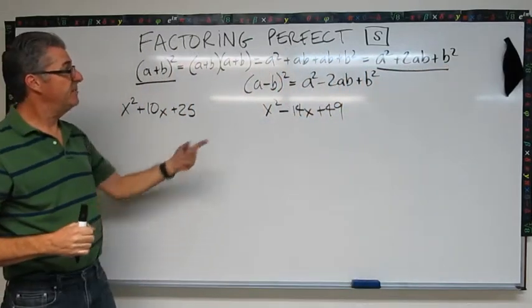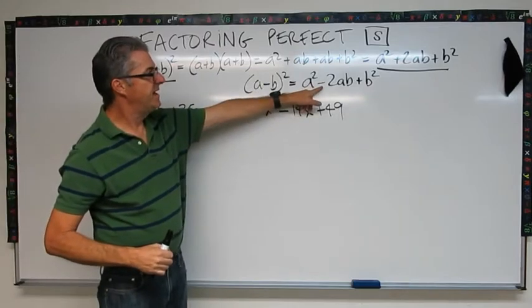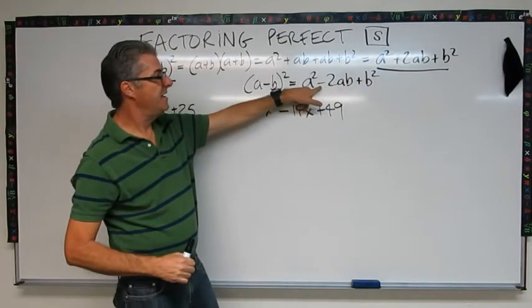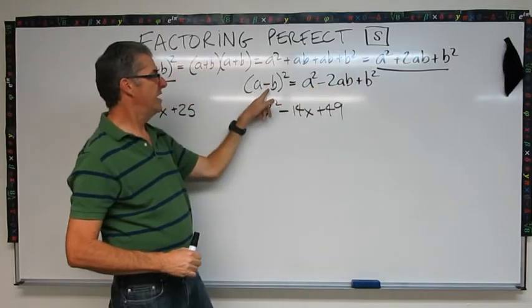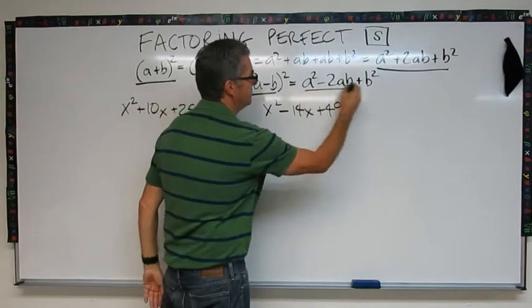Now it's the same if you have a minus, it's just that you get a minus there. So this pattern is identical to that one with the exception of you have a minus 2ab in the middle because you had a minus there. Okay? So these are the two patterns that we use.